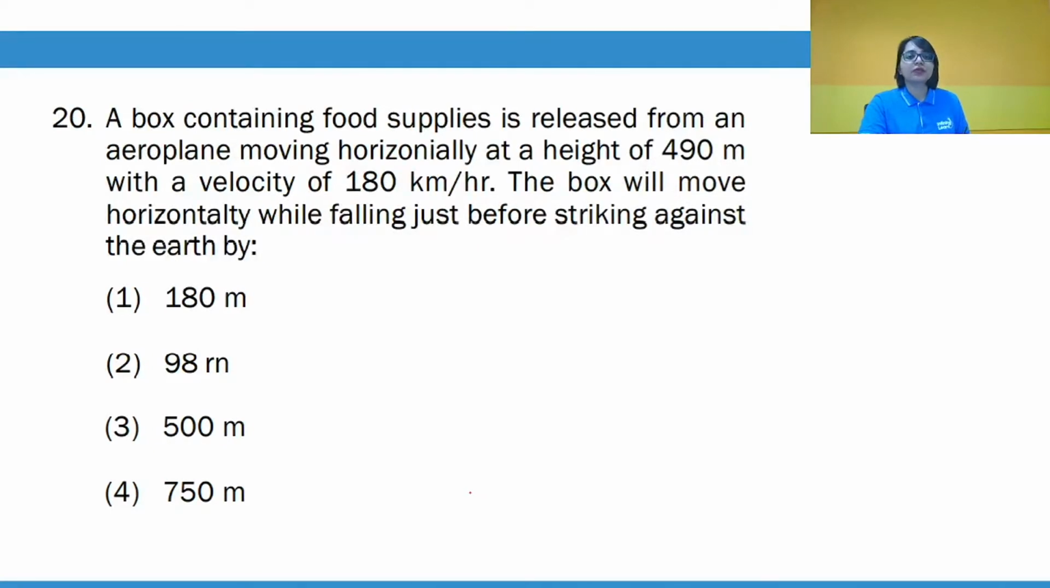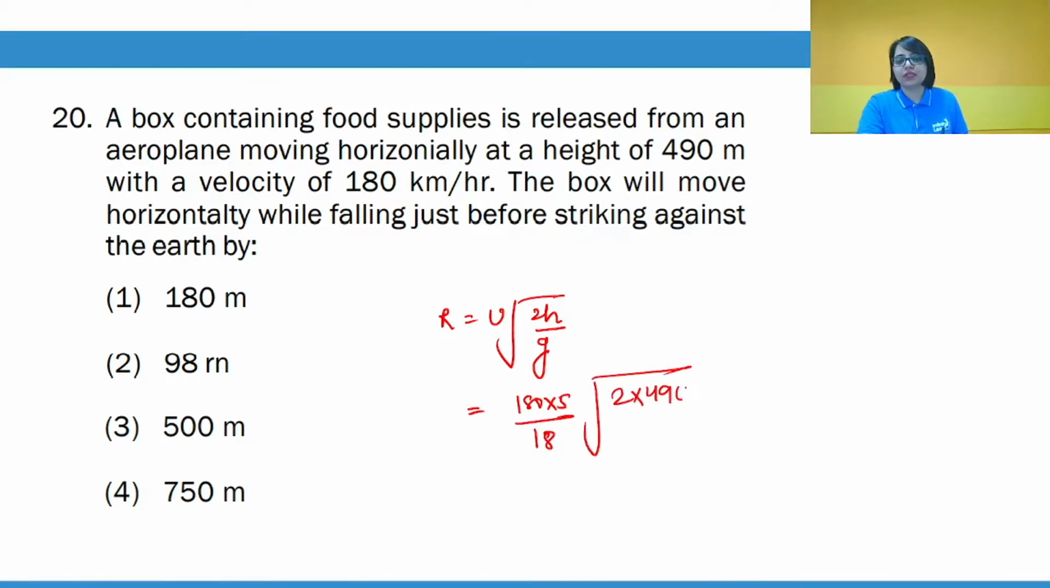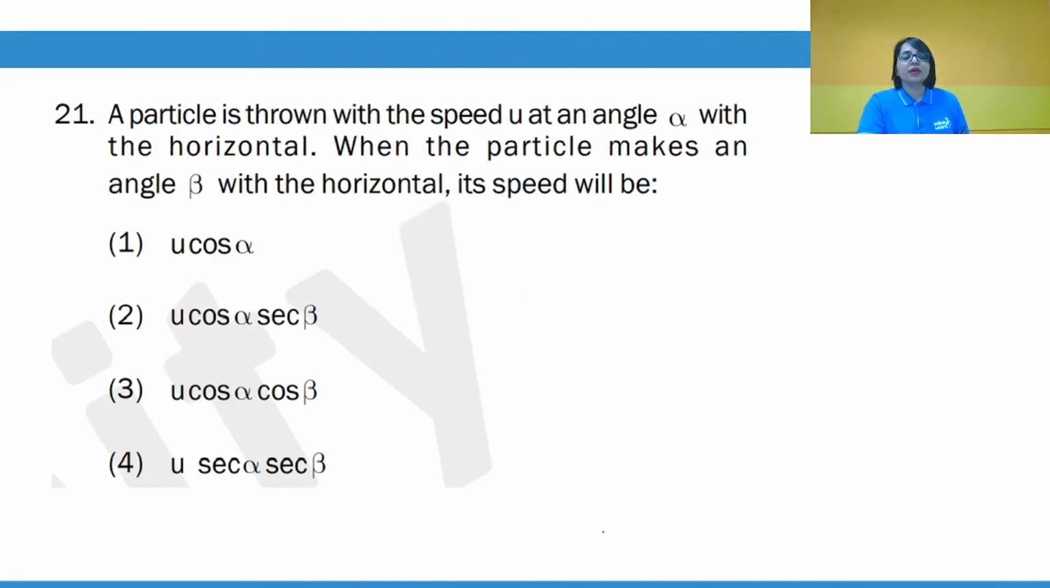A box containing food supplies is released from an airplane moving horizontally at a height of 490 meter with a velocity of 180 km per hour. The box will move horizontally while falling, just before striking the earth. So this is range, that is equal to u under root 2h by g. u is 180 into 5 by 18 meter per second, h is 490, divided by g, which is 9.8. So after solving this equation, you'll get your answer as 500 meter. Option 3 is correct.